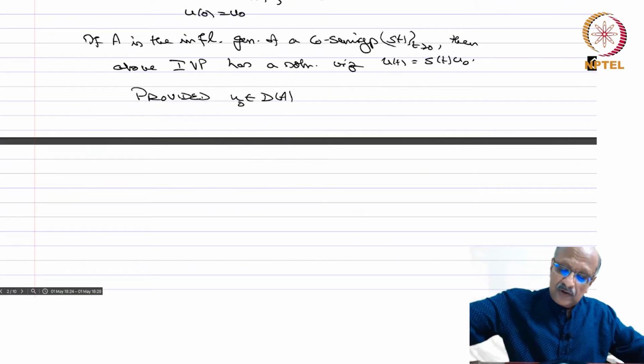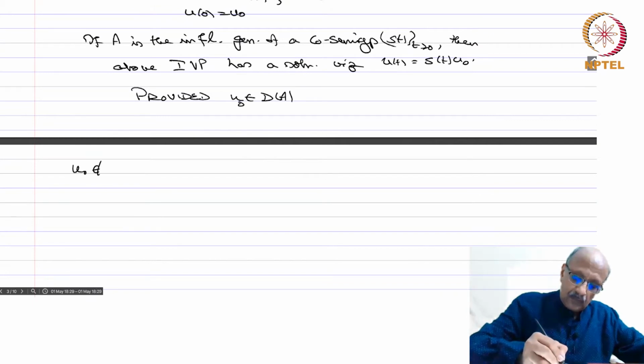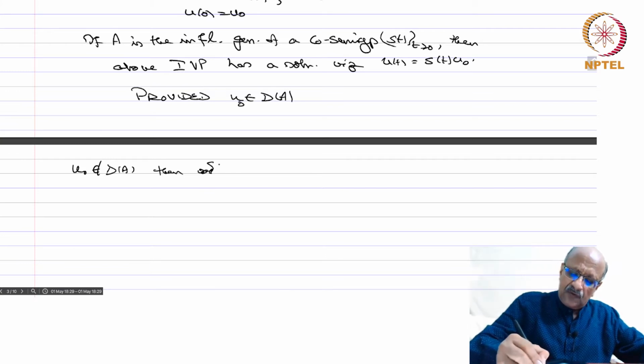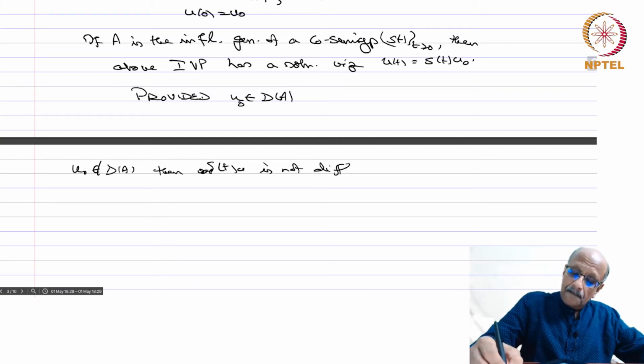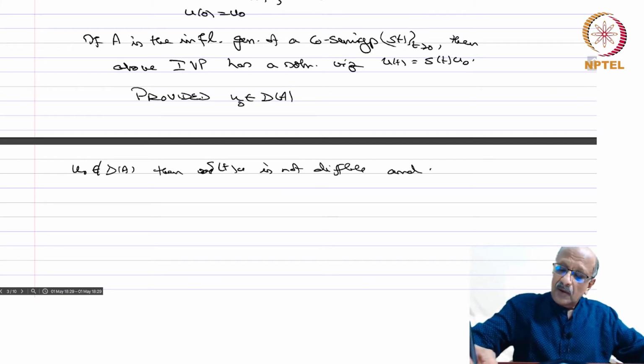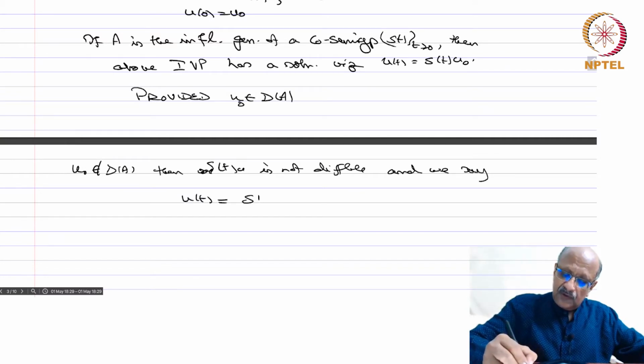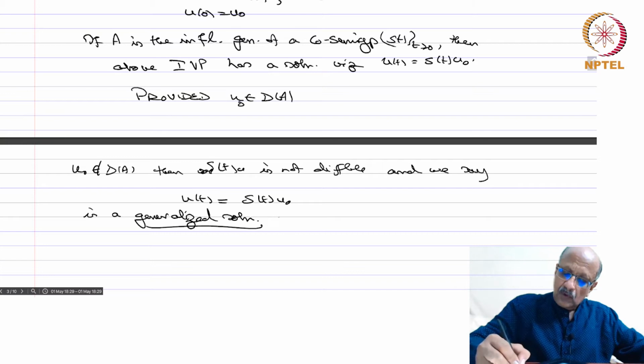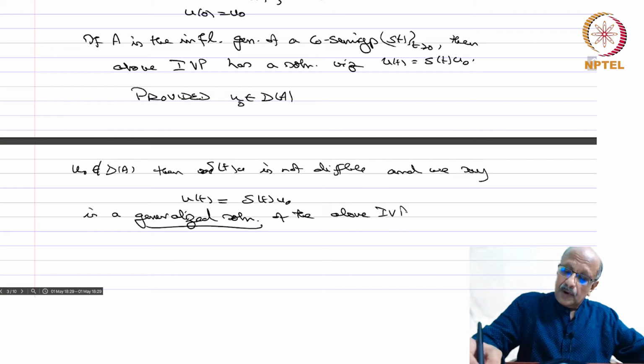So, if u0 is not in D(A), then S(t)u0 is not differentiable, and we say u(t) = S(t)u0 is a generalized solution of the above initial value problem.